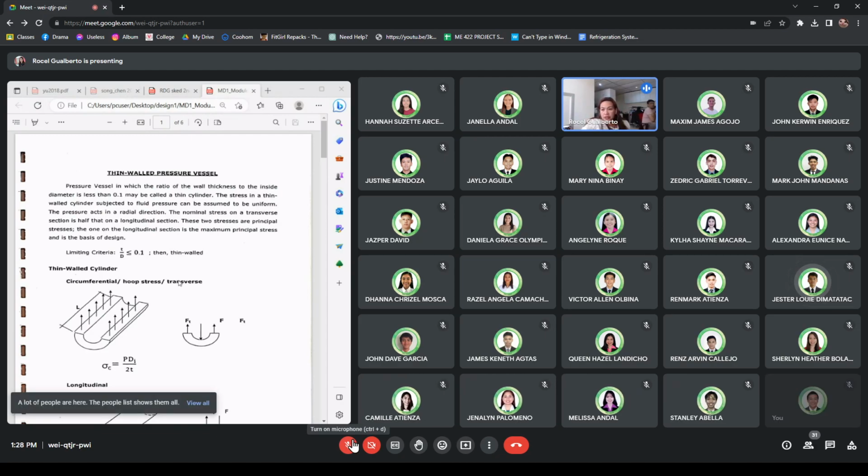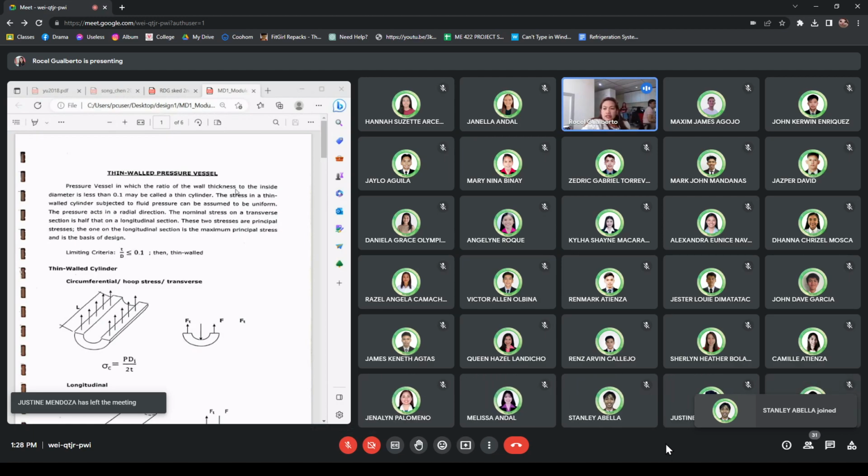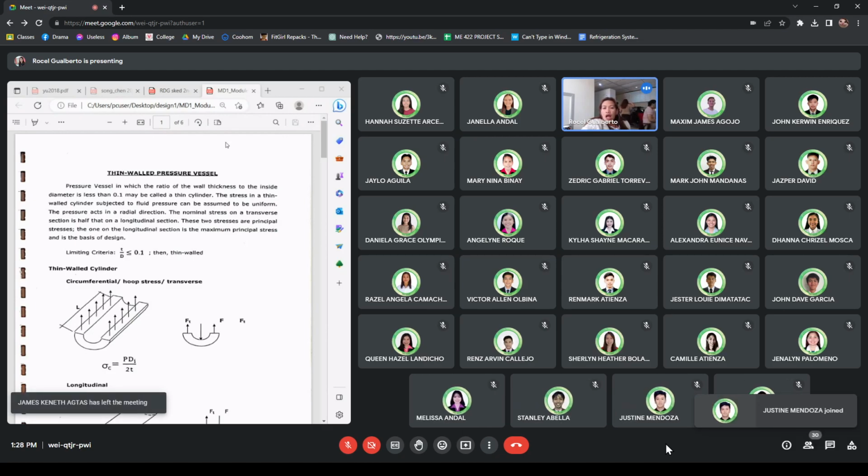So this is the next topic. This is a thin wall pressure vessel. So this is the design of pressure vessels. When you see a pressure vessel, these are simply containers having pressurized fluid. Yung fluid po, it can either be a liquid or gas. So when we say this kind of pressure vessel, what we are to obtain is of course the thickness of the plate to be used.